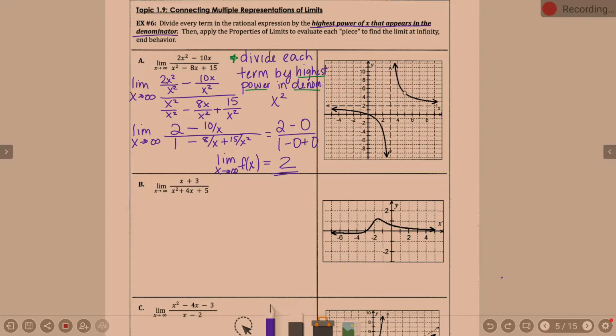Does that agree with my graph? As x approaches infinity, yes. What are my y's doing? There you go, running along this, and y is approaching 2. Are we okay with that?